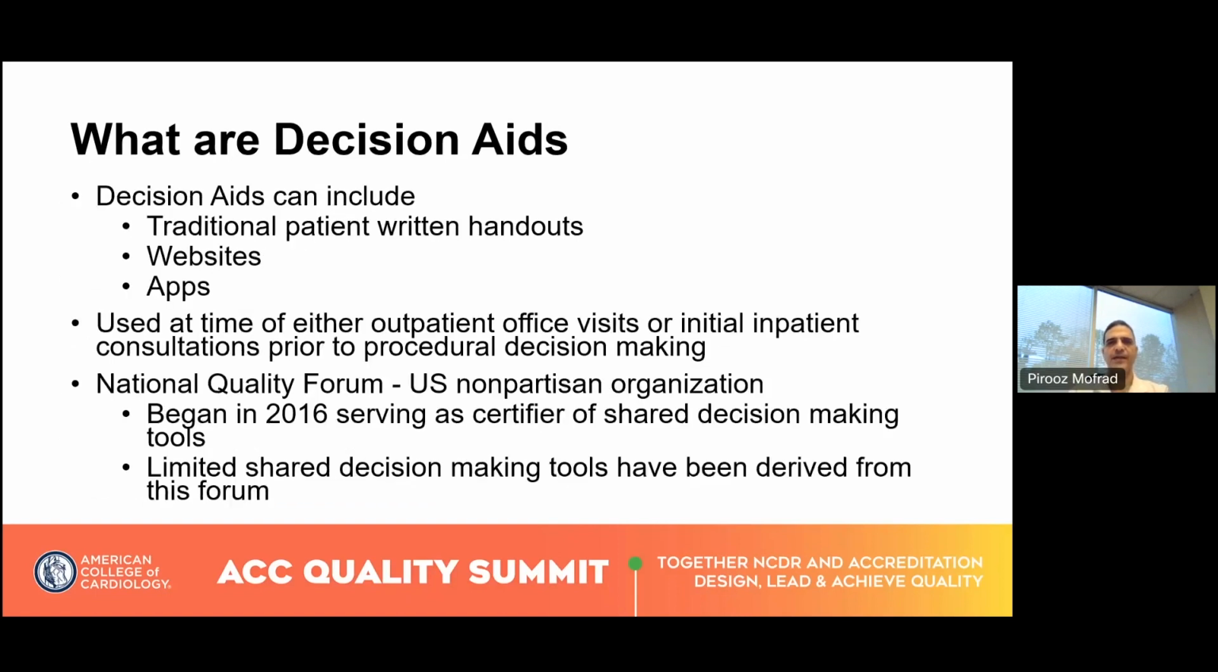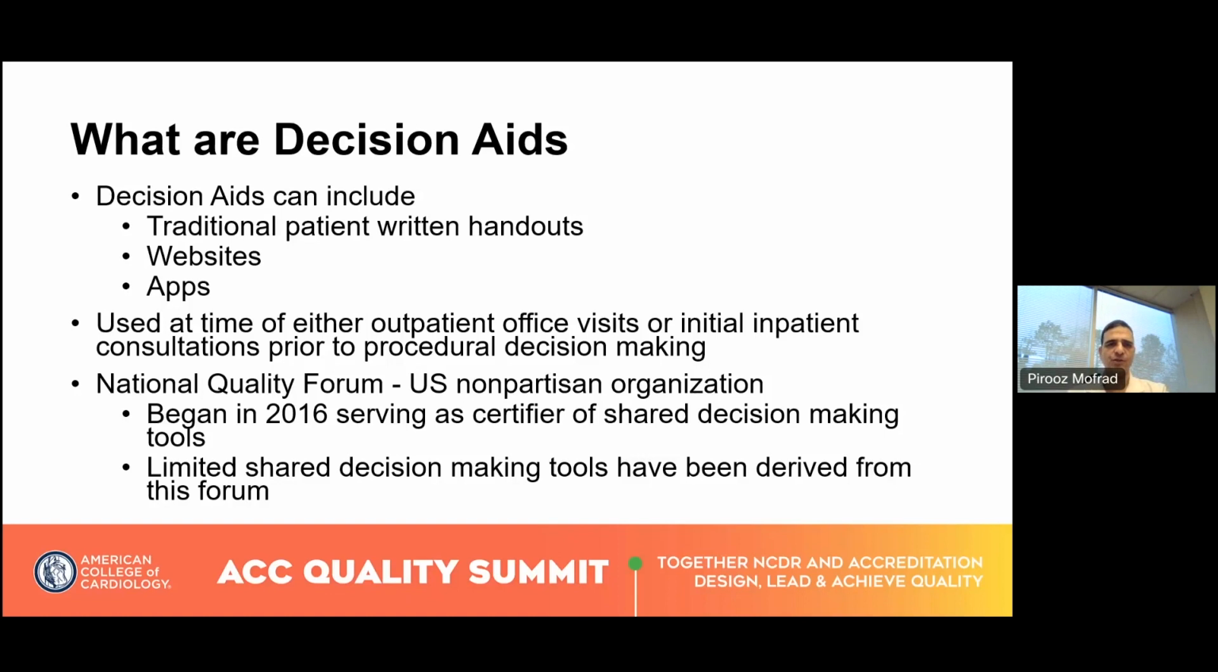So again, decision aids, there are a myriad of different types of aids, and I'll show you some pictures, and at the end of the handout, the PowerPoint slide, I'm also going to provide a list of websites where some of these aids can be found. Traditionally, decision aids can include written handouts. They can even be websites and apps that patients can download on their phones or their iPads or whatever they have. It can be used either at the time of the official consultation or follow-up visits, or even patients can go home and look at these apps and websites and then come back to the office and discuss it further.